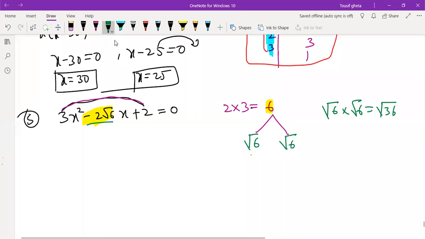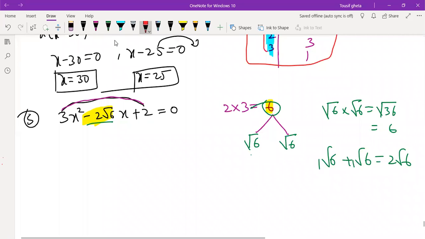Root 36 is nothing but 6. So happy, we got 6. If I multiply, I will get 6. Good. Then, if I add root 6 plus root 6, I will get 1 root 6 plus 1 root 6, I will get 2 root 6. Wow, great. But actually, we want minus 2 root 6. What we want? Minus 2 root 6. That we can do it.